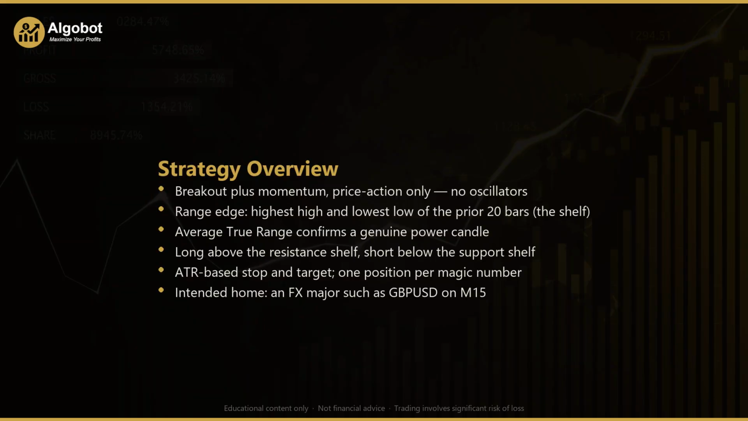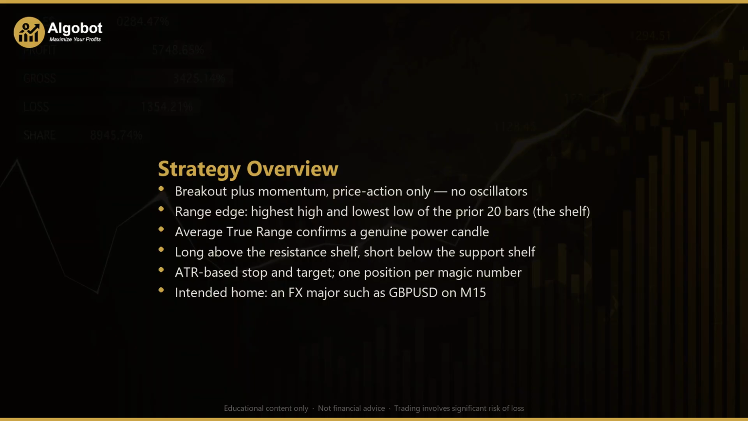Let's start with the big picture. Range Edge Momentum Thrust is an expert advisor for MetaTrader 5 built around two simple observations about how markets behave. First, price often spends long stretches trapped inside a horizontal range, drifting between a ceiling and a floor while buyers and sellers stay balanced. Second, when that balance finally tips, the move that pushes price out of the range can either be hesitant and quickly faded, or decisive and likely to continue. This strategy is designed to participate only in the decisive kind.